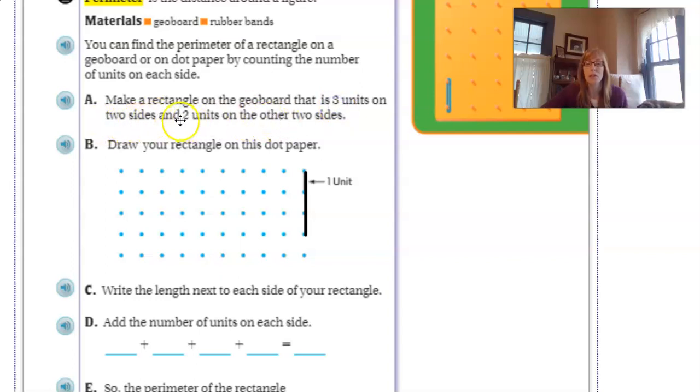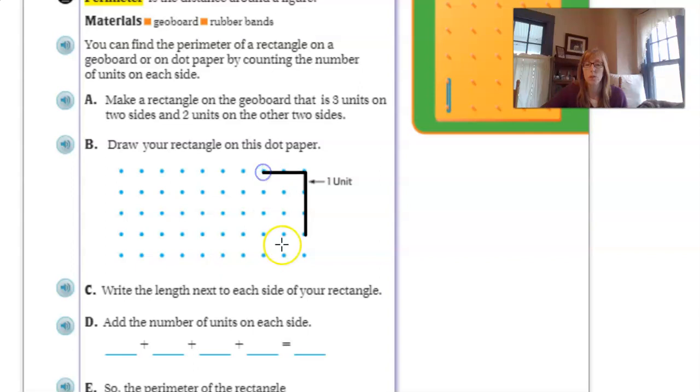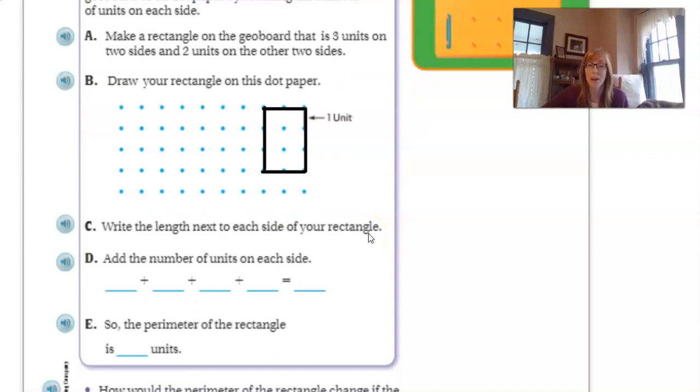Now we need 2 units on the other side. So we're going to go 1, 2. 1, 2. And we know we're making a rectangle. So there's our 2 sides that have 2 units. And there are our parallel sides that have 3 units. Okay, so draw your rectangle on your dot paper. Hopefully everyone has that.